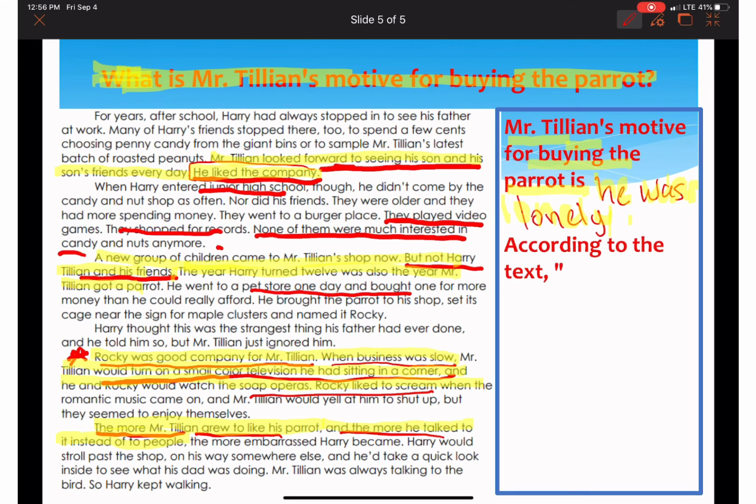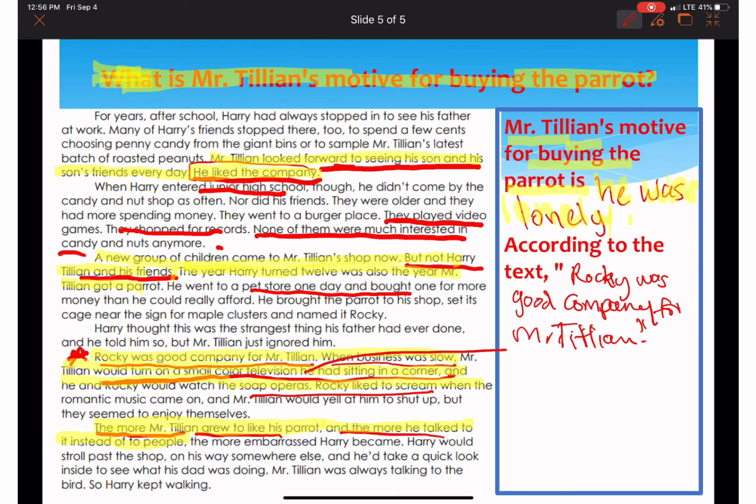According to the text, and this is where you're going to show me evidence. According to the text, "Rocky was good company for Mr. Tillian." Close quotation. Because I took it directly, word for word, from the text, I had to open and close my quotation marks because I didn't write it.